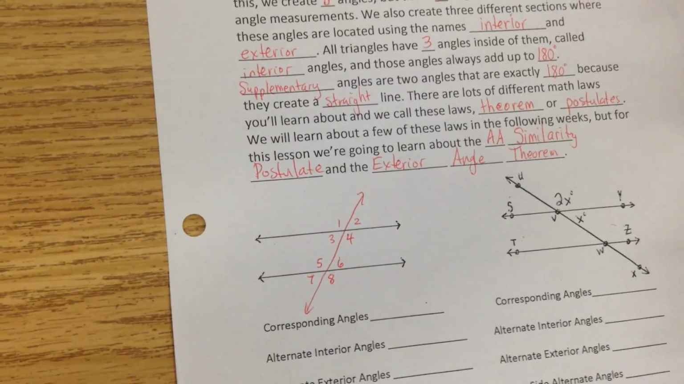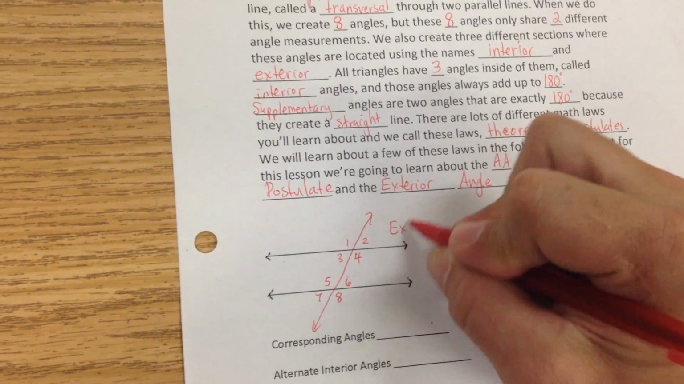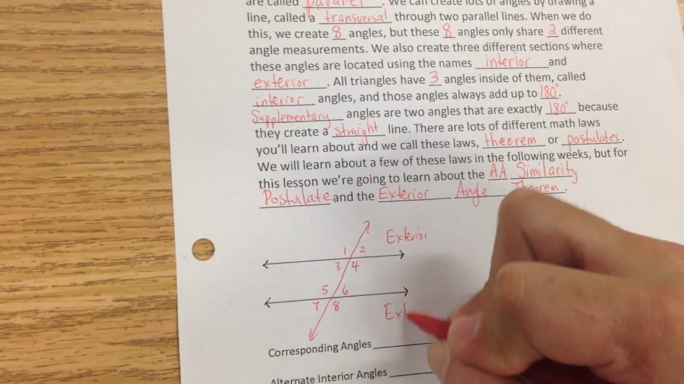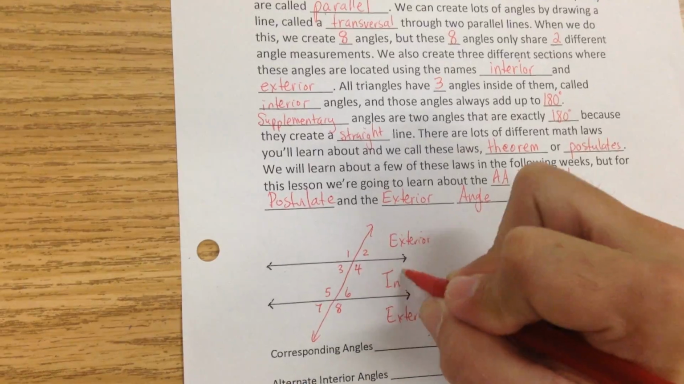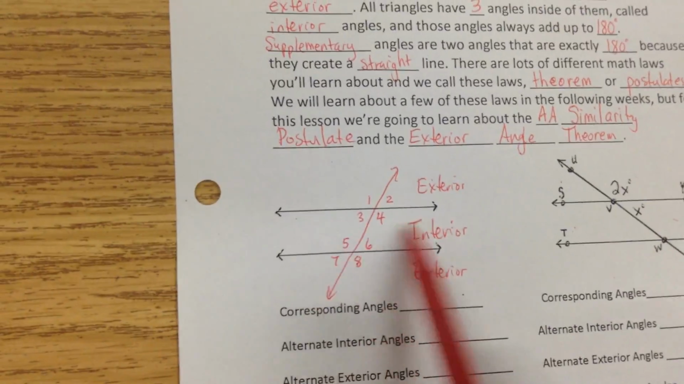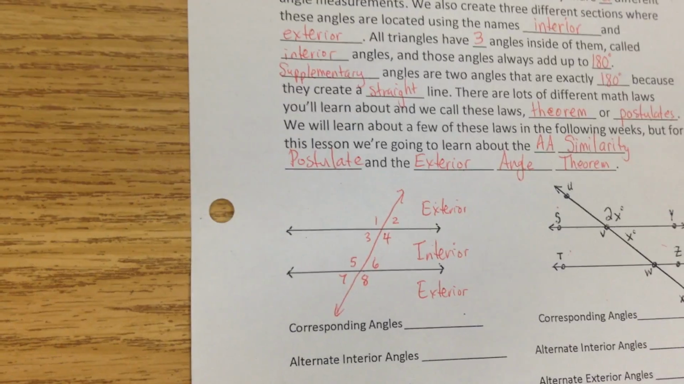Also, the other things that I created, these 3 sections, well, I've got an exterior section on the outside and down here on the outside. So these are the exteriors, and then this is called the interior. Okay, so exterior, and then interior or inside, and then the exterior or the outside again, okay?